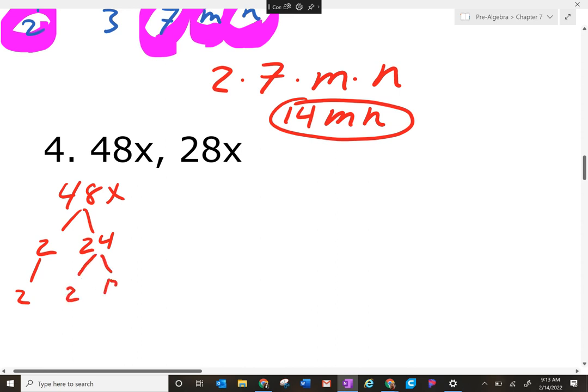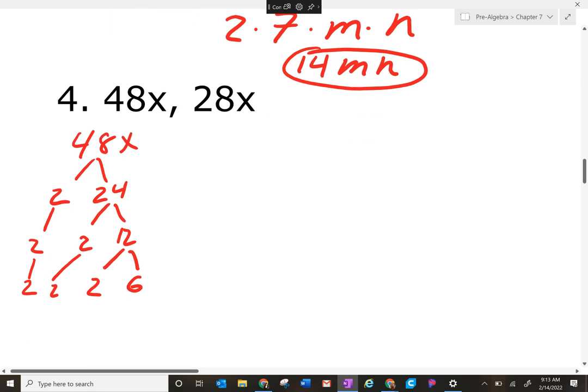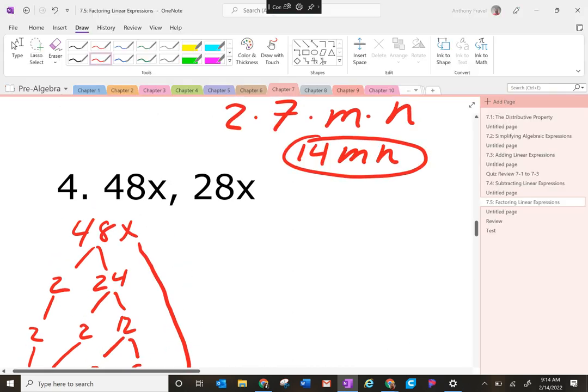24 gets broken down into 2 and 12. Bring it down. This one goes into a 2 and a 6. Bring it down. So it gets broken down into 2 and then a 3. This x was all by itself, and I just kind of left it over there for right now, and I brought it there. Okay, different color.